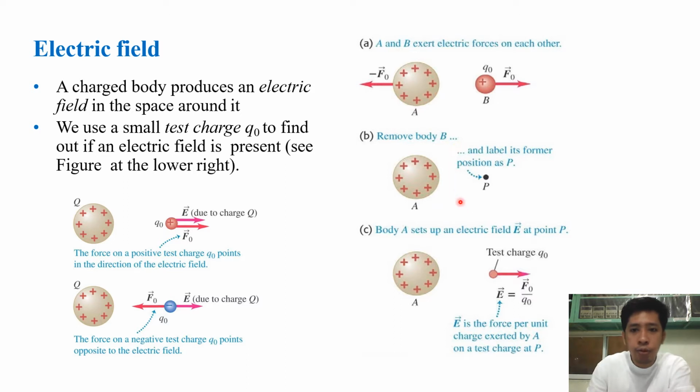Now if we remove this test charge Q naught, label its former position as P, and replace it with just an ordinary point, since we know from our previous experiment that there is an electric field around this metal ball, body A sets up an electric field also at point P. So at point P, you can calculate the electric field, which is the force per unit charge exerted by body A on the test charge at P.